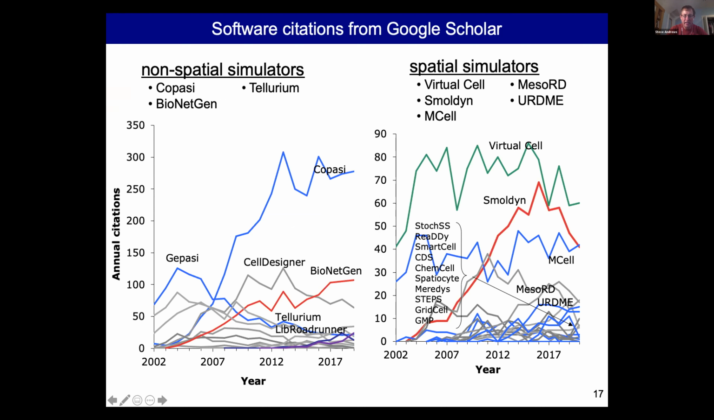So Copasi is easy to use, with a graphical interface, good software. It's not a special simulator, though NFsim is the main tool to use for rule-based modeling for complexes. And then down here, Tellurium and Roadrunner. They're low down, but they're great programs as well, so I'm definitely going to support them and hope they are higher.